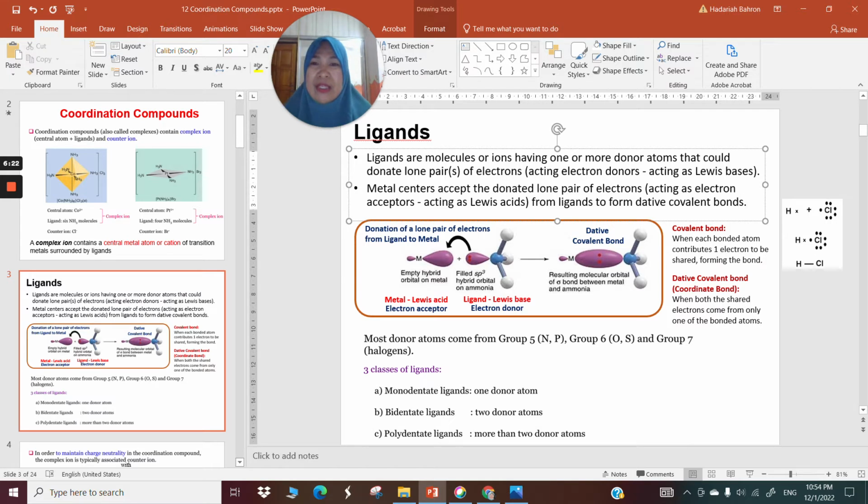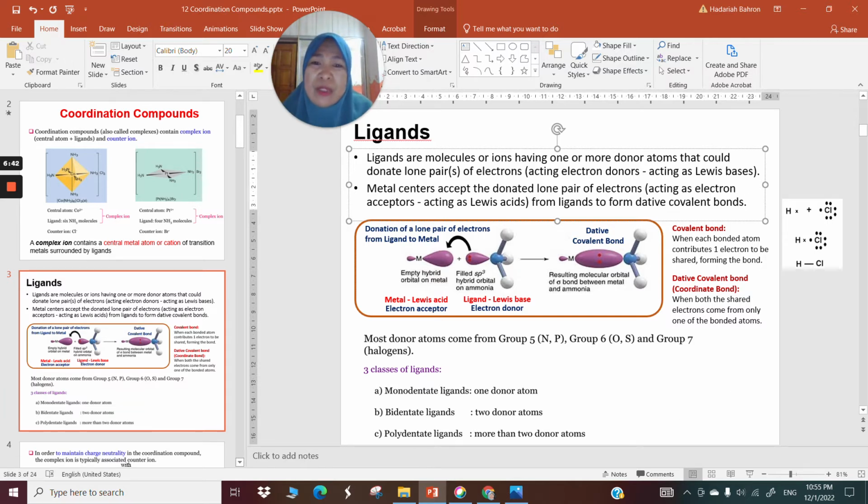Because the electrons are being shared between the ligand and the metal center. When the electrons are being shared, you form a covalent bond. But what kind of covalent bond? Dative covalent bond. What is the difference between covalent bond and dative covalent bond? I'm going to go through that with you in a while.